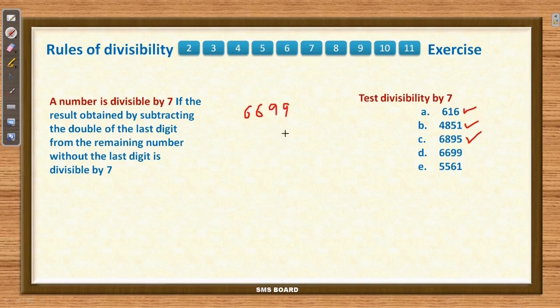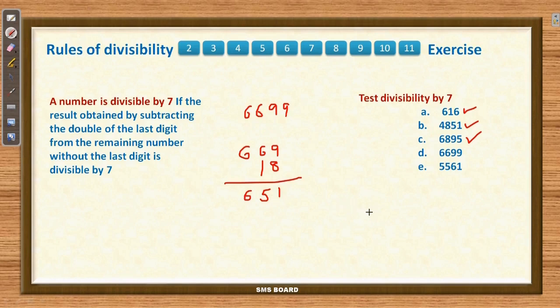6,699. In this number the last digit is 9. So we will take double of 9, that is 18. Then subtract 18 from 669. That means the last digit is removed. So we will get 9 minus 8, 1. 6 minus 1, 5. Then 651. To test divisibility of this by 7, again we apply the rule.